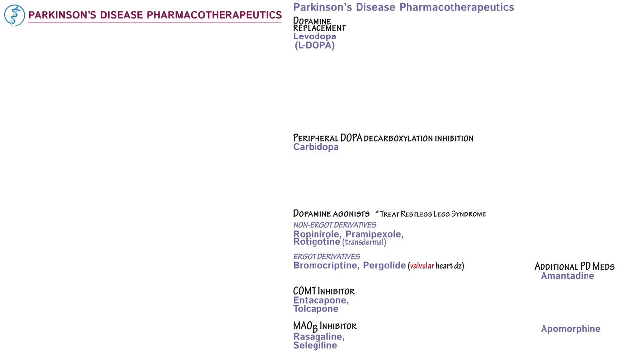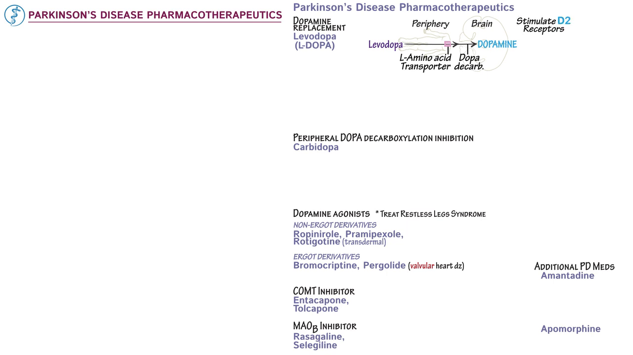Let's begin with levodopa. Draw a body and label it the periphery, then draw a brain. Indicate that levodopa passes through the periphery to enter the brain. Show that an L-amino acid transporter regulates levodopa transport into the brain. Then indicate that via dopa decarboxylase, levodopa converts to dopamine. Specify that dopamine stimulates D2 receptors within the basal ganglia.